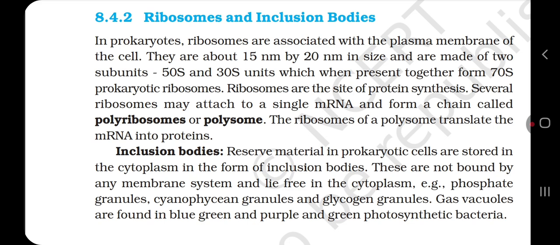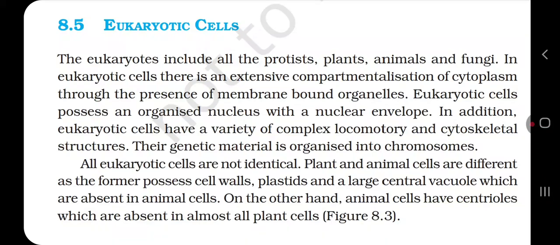Example: phosphate granules, cyanophycin granules and glycogen granules. Gas vacuoles are found in the blue-green and purple and green photosynthetic bacteria. 8.5 Eukaryotic cells. The eukaryotes include all the protists, plants, animals and fungi.